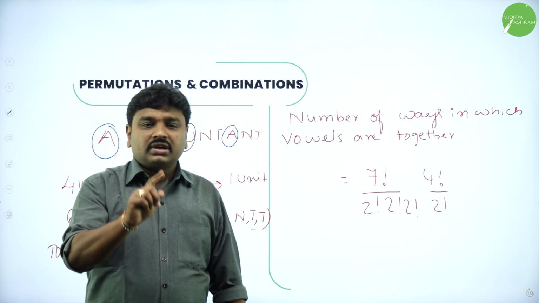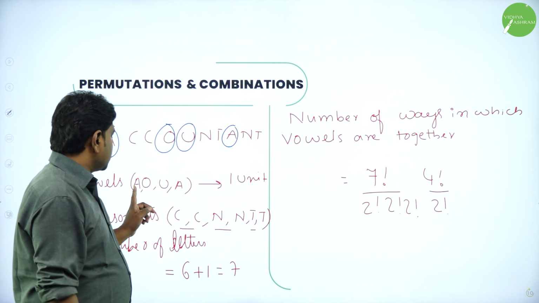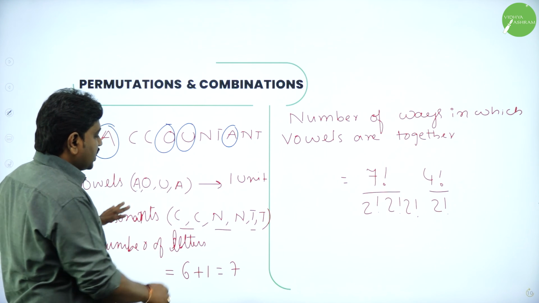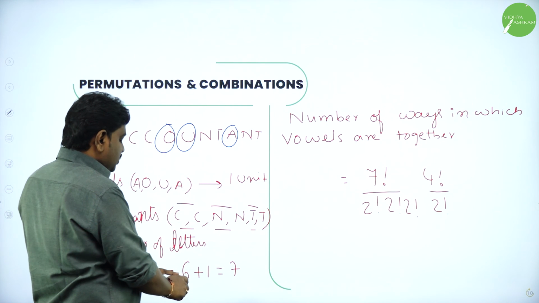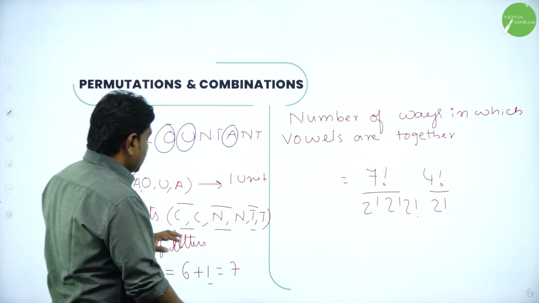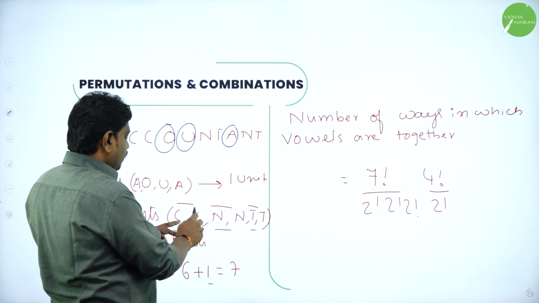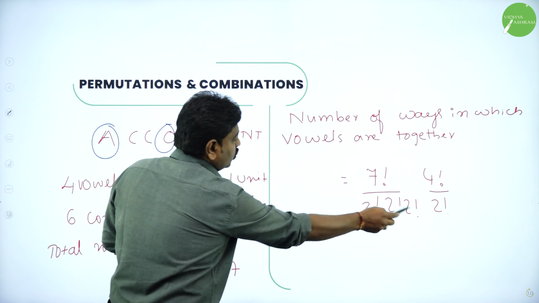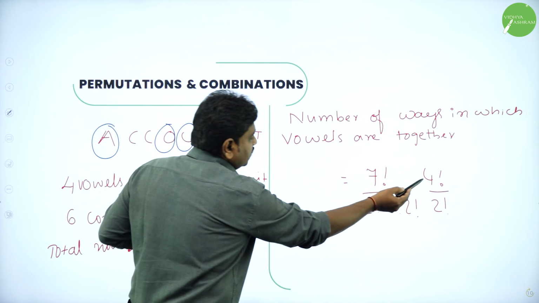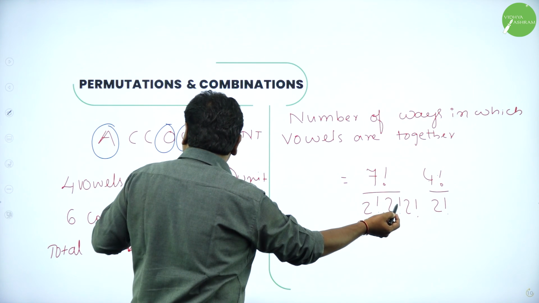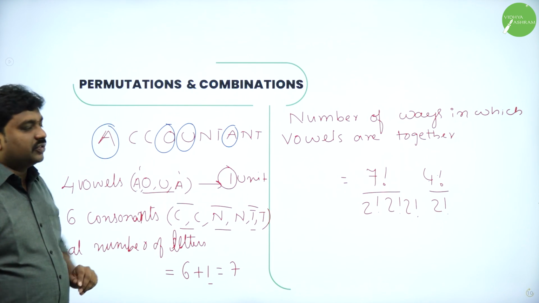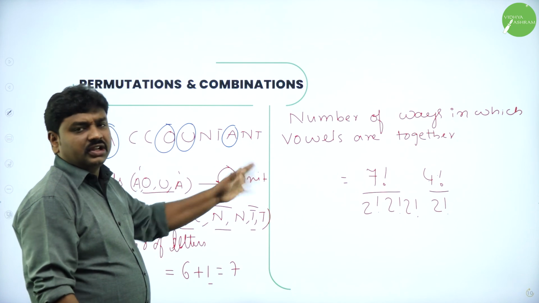If you want them together, call them 1 unit. Here vowels are together means I have 4 vowels, take them as 1 unit. Other than 4 vowels I have 6 letters. So 6 letters plus vowels as 1 unit, 7. So 7 can be arranged in 7 factorial. But in this 7 we have 2 C's, 2 N's, 2 T's, so 2, 2, 2 comes. And the 1 unit of vowels, made up of 4, separately will take 4 factorial. In that vowels again I have A repeated twice, so divided by 2 factorial. So this is the answer. You can further simplify or leave it. They will give full marks.